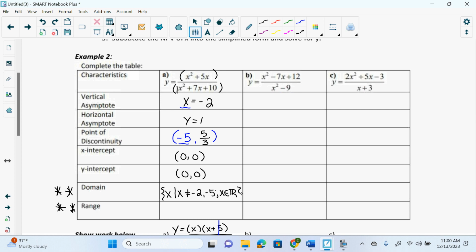More often than not, people will get the domain right, but they won't get the range right because they don't know how to find the y of the asymptote, or of the point of discontinuity. So they just don't put it and hope for the best. Y such that y can't equal 1 and 5/3. Y is an element of the reals. B and C are for you. Try it out. Go.